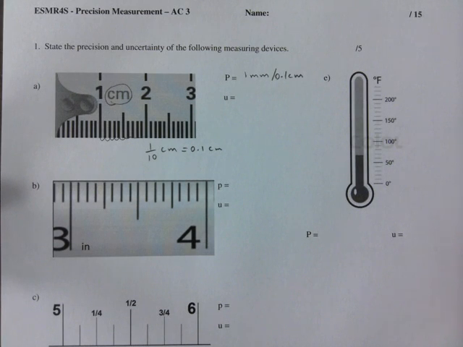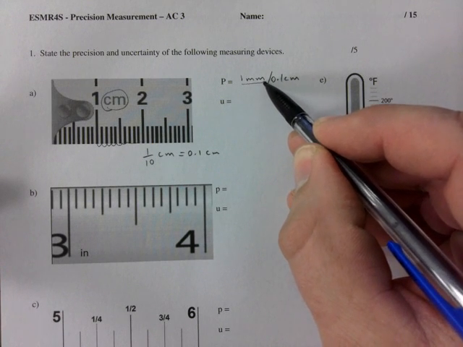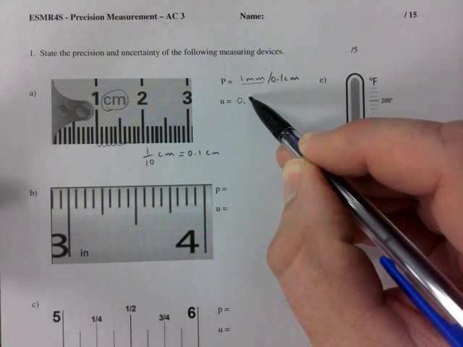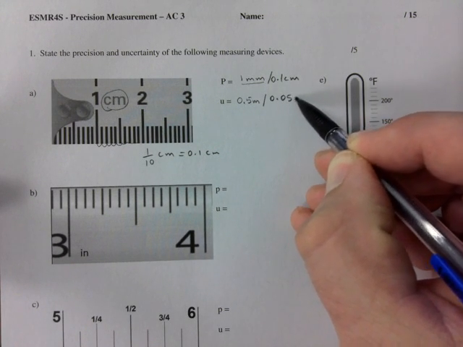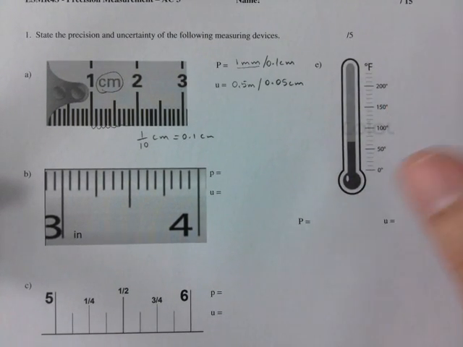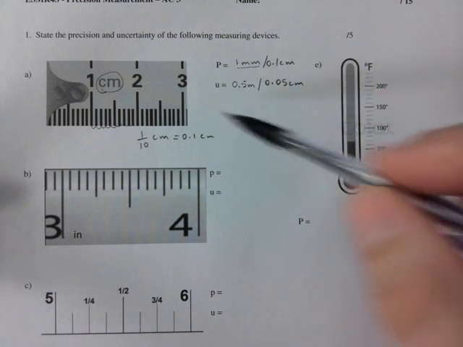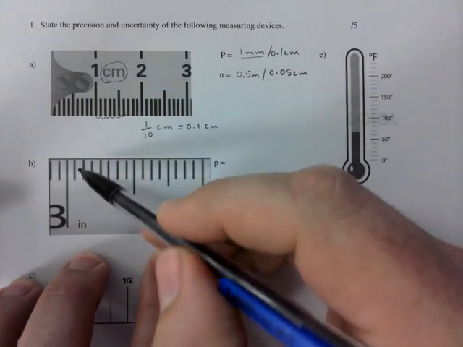So I will honor both, but if you state it as a millimeter, then your uncertainty is 0.5 of a millimeter or 0.05 of a centimeter. Okay. So that's that. So you get 1 mark for the whole thing. Let's go to B. This one you should know by now already.